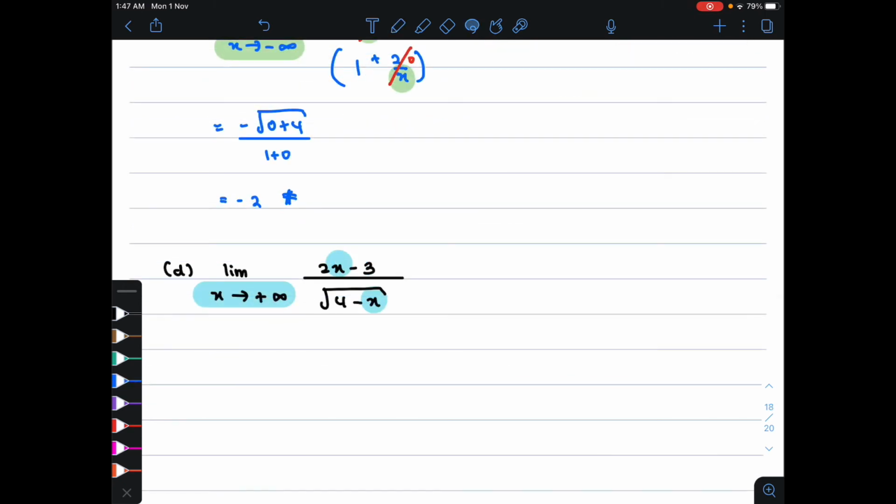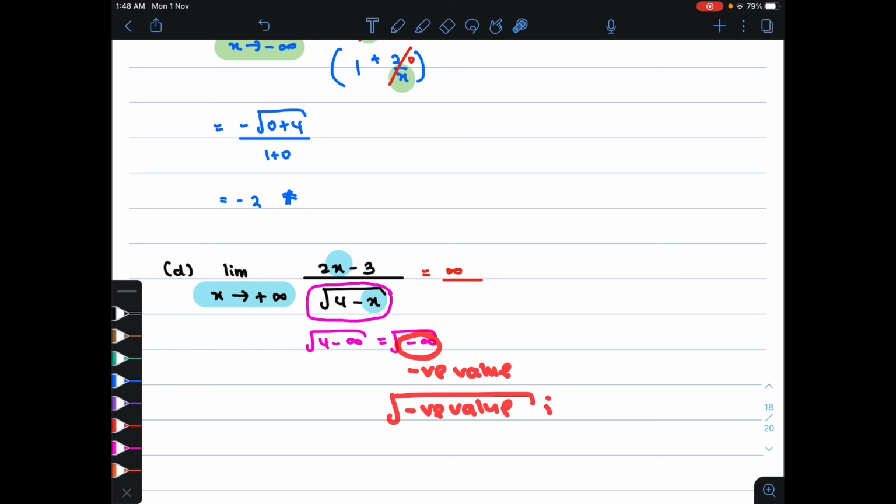Next, for question D, substitute x equal to positive infinity into this function. For the numerator, you're gonna get 2x minus 3, 2 times infinity minus 3, which is still infinity. But for the denominator, please be careful. Here you're gonna get square root of 4 minus infinity, which will give you square root of negative infinity. And you know that when inside the square root is a negative value, square root of any negative value is undefined.